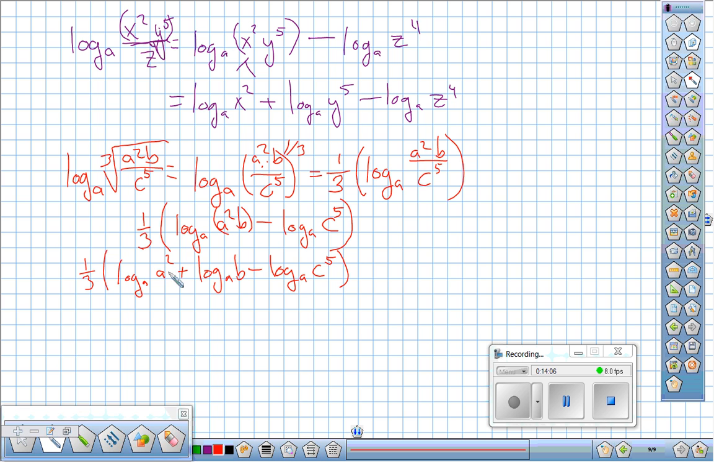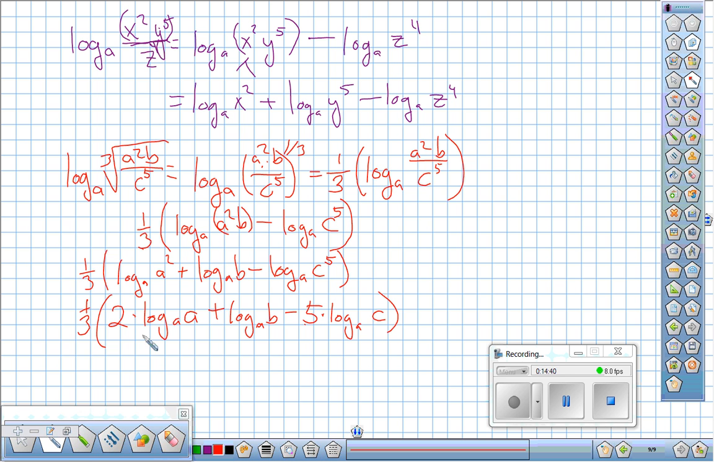Now I have some exponents, and this is the piece that I forgot to do up here as well. So then I can rewrite this. I still have the 1/3 out front, and I'll use my distributive property at the end to do that. And I bring that 2 out front, so I have 2 times log base A of A plus, I don't have any exponent here, so I have log base A of B minus the 5, I bring that exponent out front, minus 5 times the log base A of C.